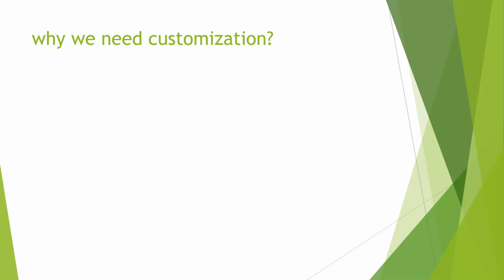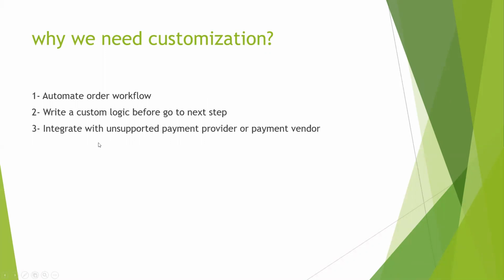OMS supports a lot of payment providers like PayPal, Apple Pay, Adyen, Cybersource, Klarna. But sometimes we need to integrate with a payment provider that is not supported by OMS, like Glutch. So we need to customize OMS to accept this provider. Same thing with the shipping vendor. So we need customization to automate order workflow, write custom logic before going to the next step, and integrate with an unsupported payment provider or payment vendor. From my experience, I think this is the main reason to customize OMS.